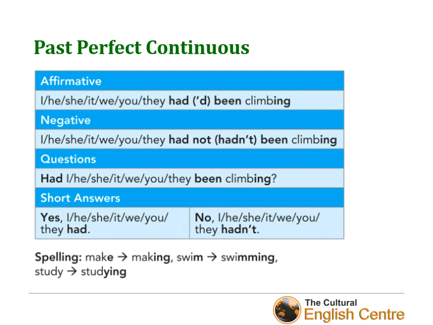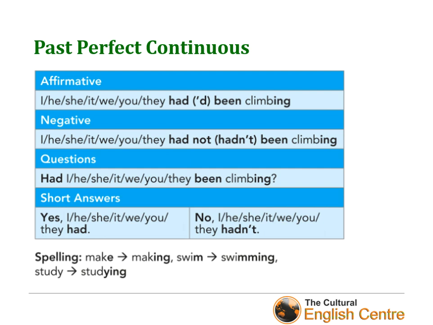Now let's have a look at the past perfect continuous. Do you remember what all the continuous tenses have in common? Yay! Be plus verb plus ing, be plus gerund. Very good. So if you want to create an affirmative sentence in the past perfect continuous, you need to use the subject, had, been, because it's the third form of the verb be, and climbing, which is a gerund of climb. For example, we had been climbing.